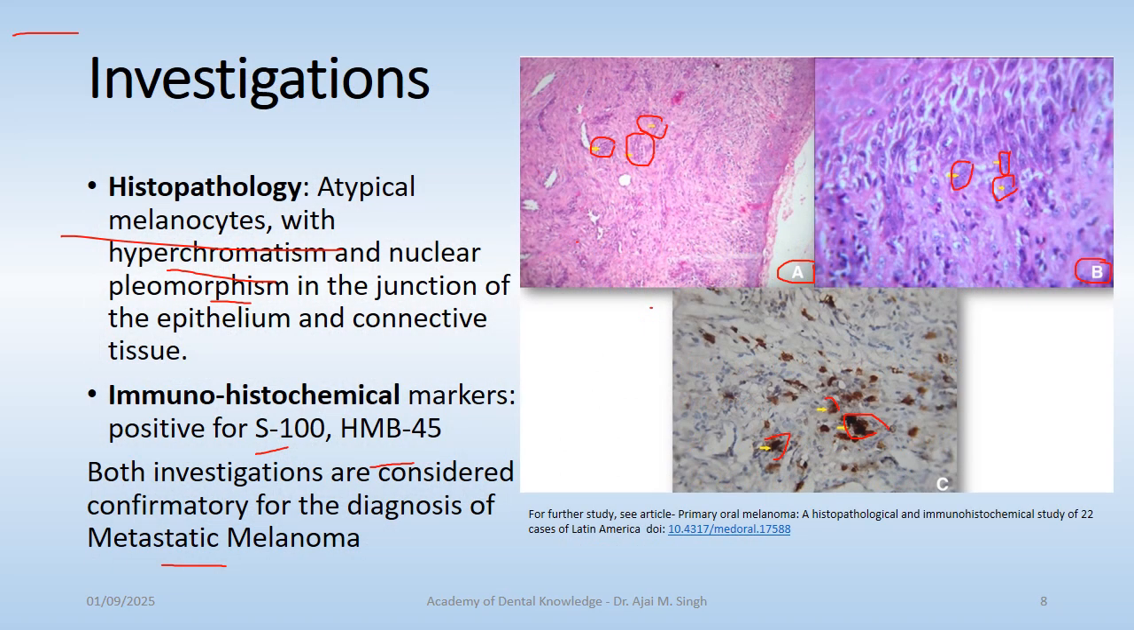Now the results of the histopathology and immunohistochemical markers. These are the A and B. Where is the marker? Okay, here. This is the photograph A and this is the photograph B of histopathological staining. H and E, hematoxylin and eosin. We are looking at the hyperchromatism.